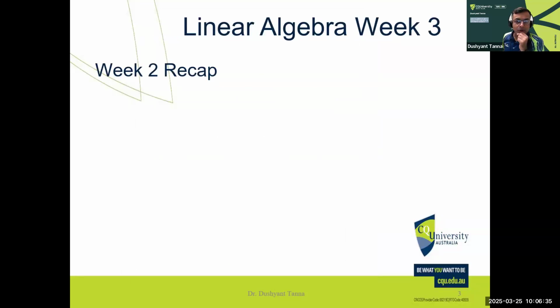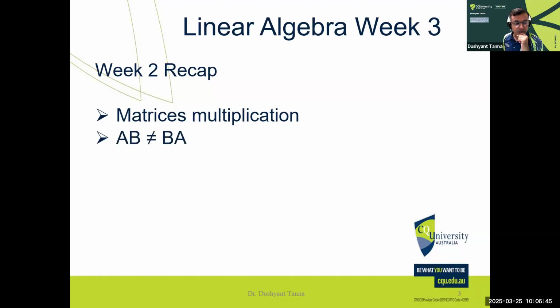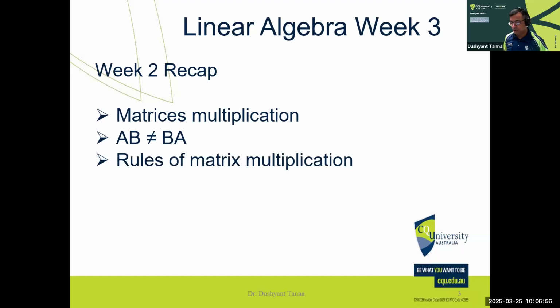So a quick recap on what we did last week. We talked about matrix multiplication, when you multiply matrices, provided the rows and column numbers are aligned. We also verified in general that A times B is not equal to B times A. And some rules of matrix multiplication, right? The commutative rule, the distributive rule, the associative rule, and other properties of multiplication of matrices.